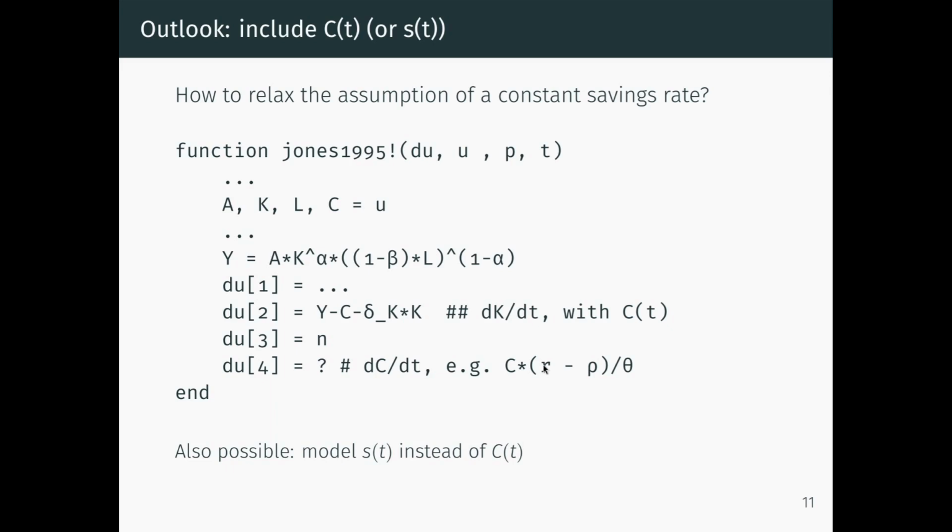Because if this is constant, then this whole term is constant, and then you would have again a constantly growing consumption, which is probably not what you're aiming for if you want to relax this assumption of a constant savings rate. It would also be possible to model the savings rate or the change of the savings rate itself instead of the change of total consumption, and essentially you would have to substitute C everywhere where you see it now.